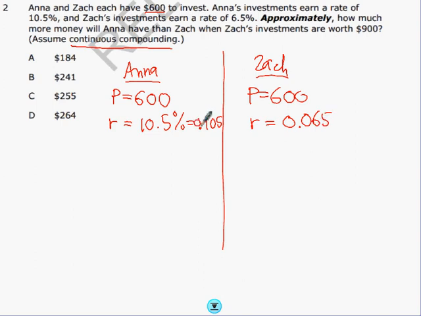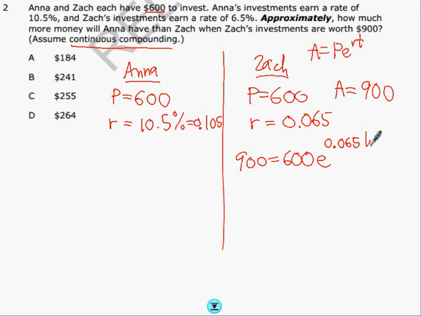It says, how much more will Anna have than Zach when his are worth 900? So that means his balance is going to be 900. In neither case do we know the time. That's what we're interested in. So we're going to plug this information into Zach's. 900 equals 600 e to the RT. Again, this is A equals PERT for compound interest. So I'll divide both sides by 600. Take the ln of both sides. Of course, ln cancels out the e.